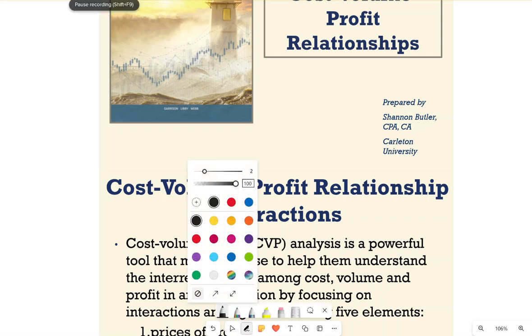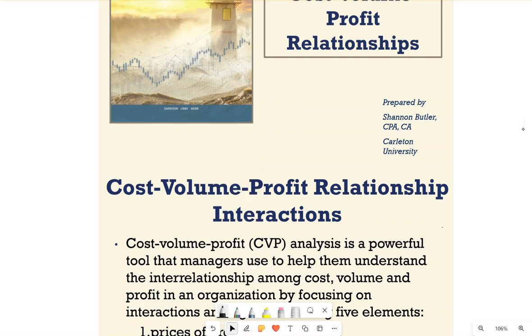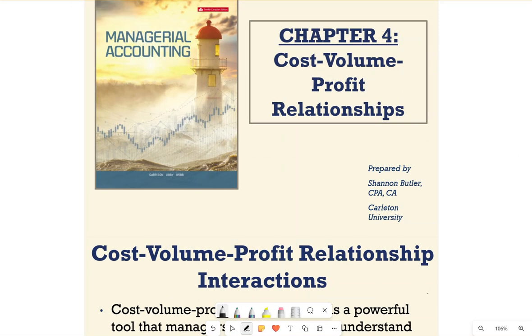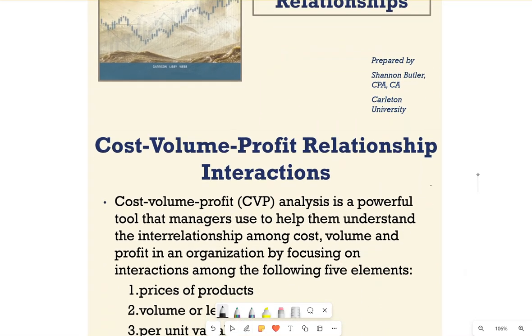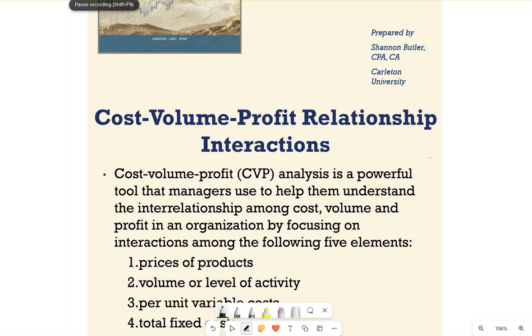Today's recording is chapter 4, and chapter 4 is called Cost, Volume and Profit. The relationship between the cost, volume and profit. When we think of cost, volume, profit, it is a powerful tool. Who is it used by? It's used by managers. What do they do with it? To help them understand the interrelationship among cost, volume, and profit in an organization.